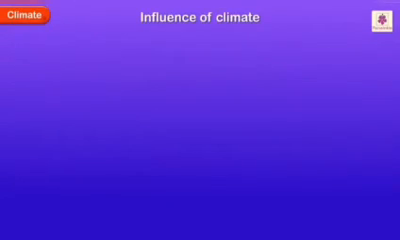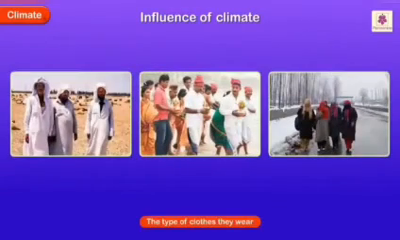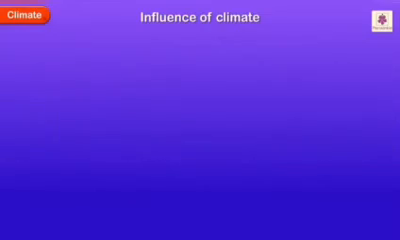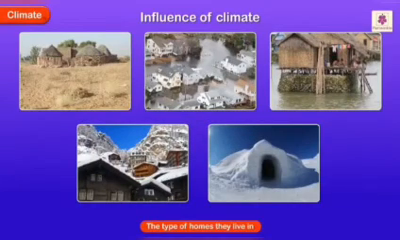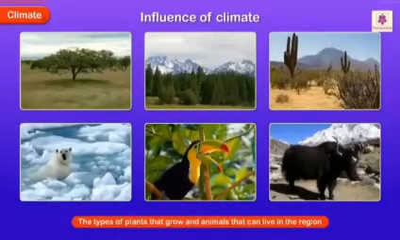Climate influences the type of food people grow and eat, the type of clothes they wear, the type of homes they live in, the types of plants that grow and animals that can live in the region.